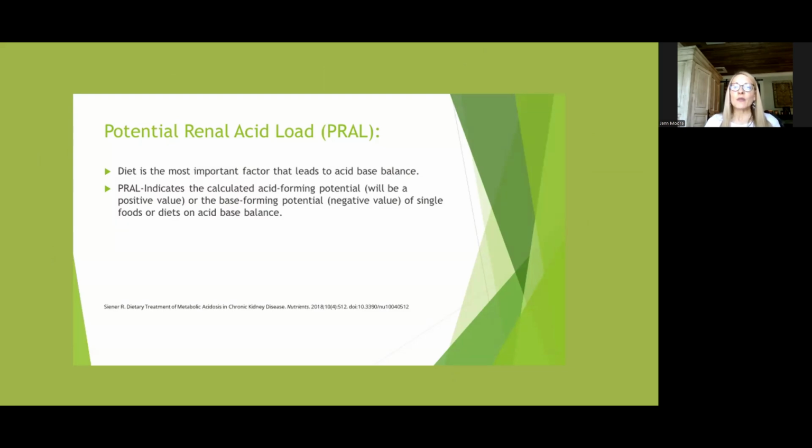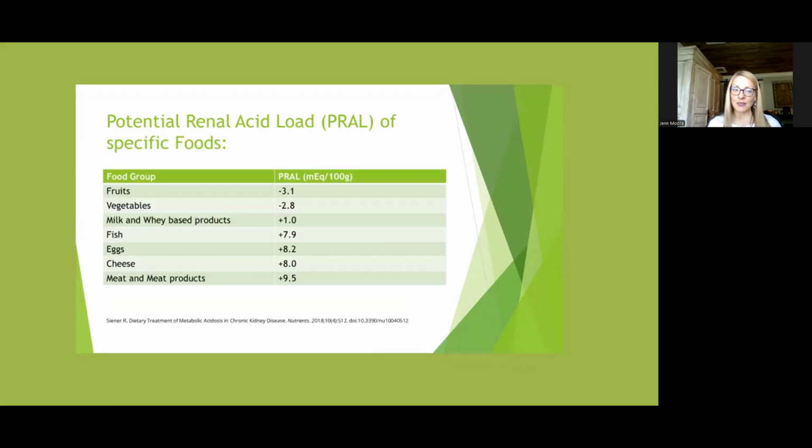Whenever you eat a food, when you take it into the body, it is either going to be acid or alkaline. It's not what it is outside the body, it's what it is inside the body. So outside the body, a lemon might be acidic, but when you take it inside the body, it's very alkaline. And so we can look at this potential renal acid load, and there's lists and they give numbers. So I'm going to show you an example here.